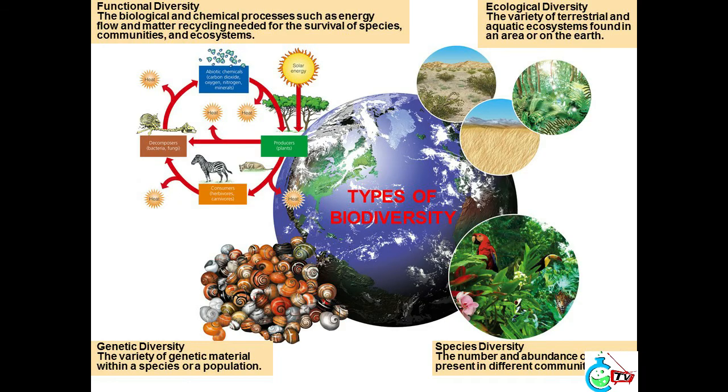Types of biodiversity. Functional diversity: the biological and chemical processes such as energy flow and matter recycling needed for the survival of species, communities, and ecosystems. Ecological diversity: the variety of terrestrial and aquatic ecosystems found in an area or on the Earth.